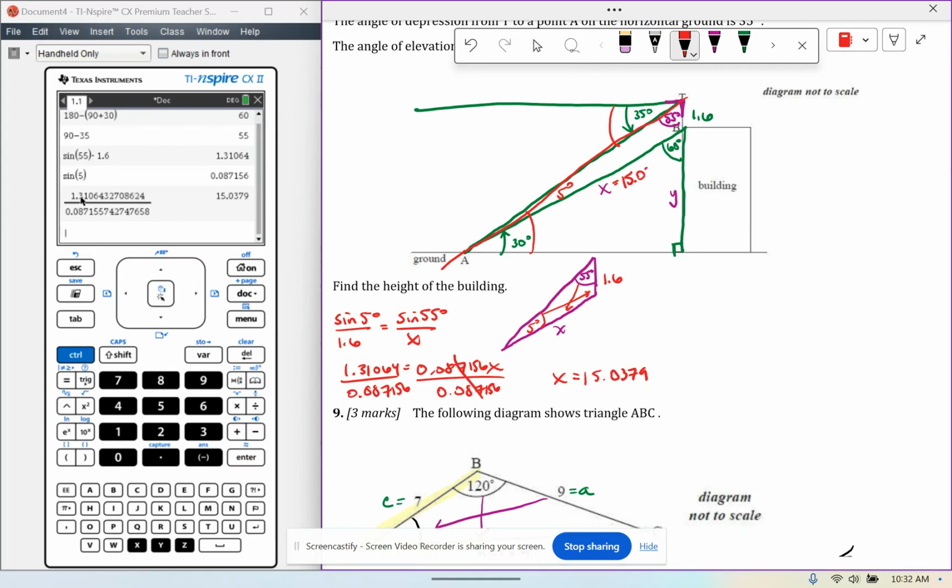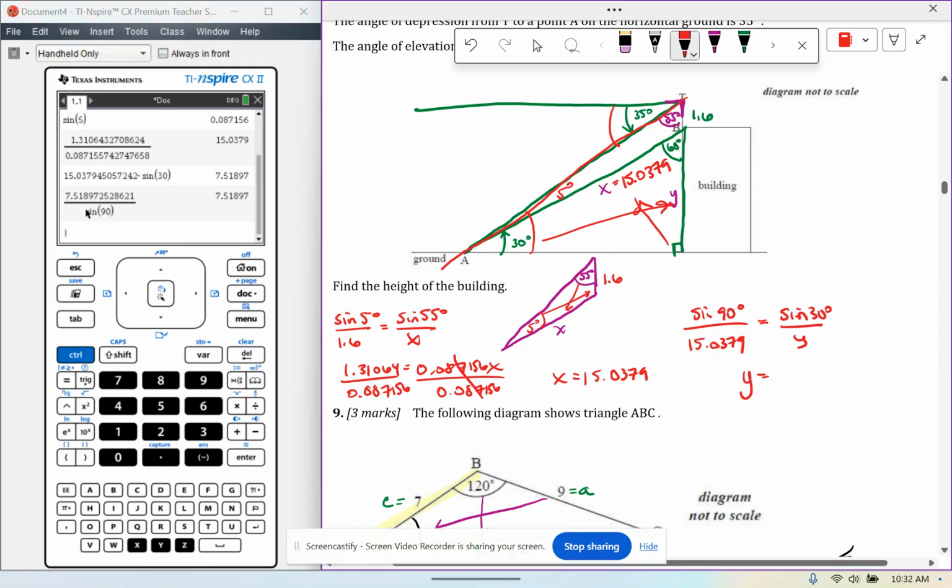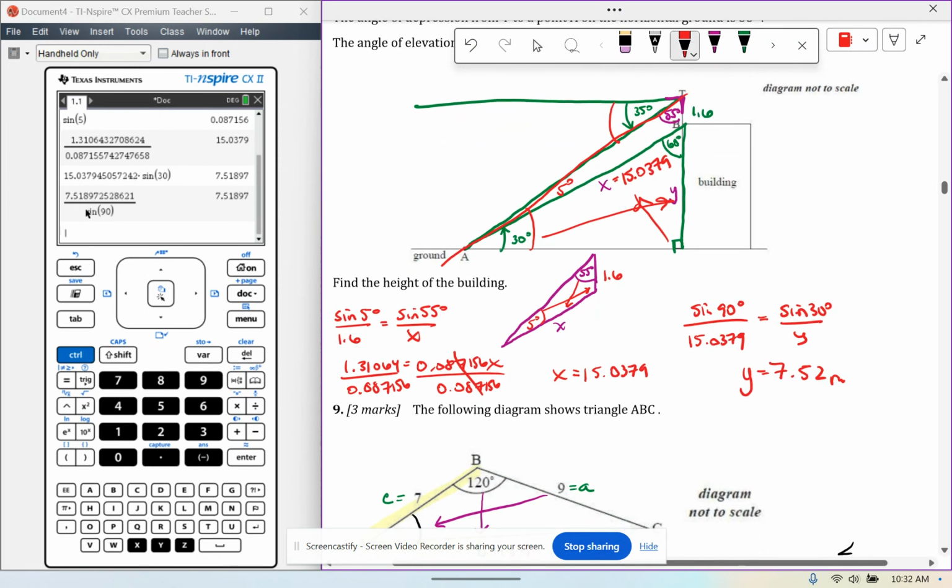So x is 0.379. Okay, so that guy is across from 90, and then this guy is across from 30. So now I have this times the sine of 30, divided by the sine of 90, which you should know is 1. So I would get y is equal to 7.52 meters.